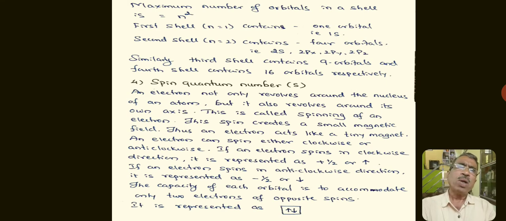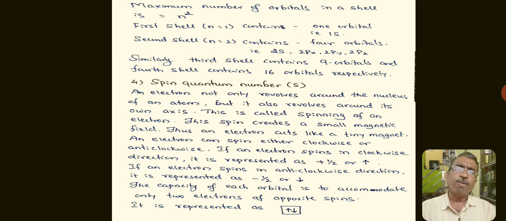The maximum number of orbitals in a shell is n square. The first shell contains only one orbital, that is one s orbital. The second shell, n is equal to 2, contains 4 orbitals, that is 2s, 2px, 2py, 2pz. Similarly, the third shell contains 9 orbitals and the fourth shell contains 16 orbitals respectively.